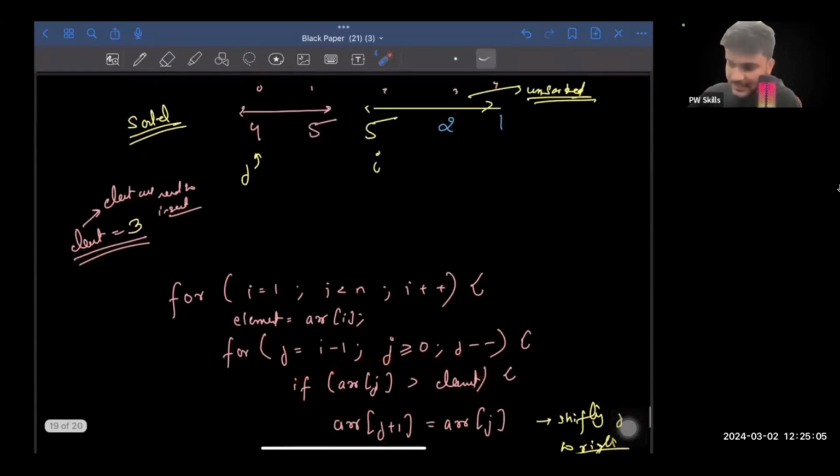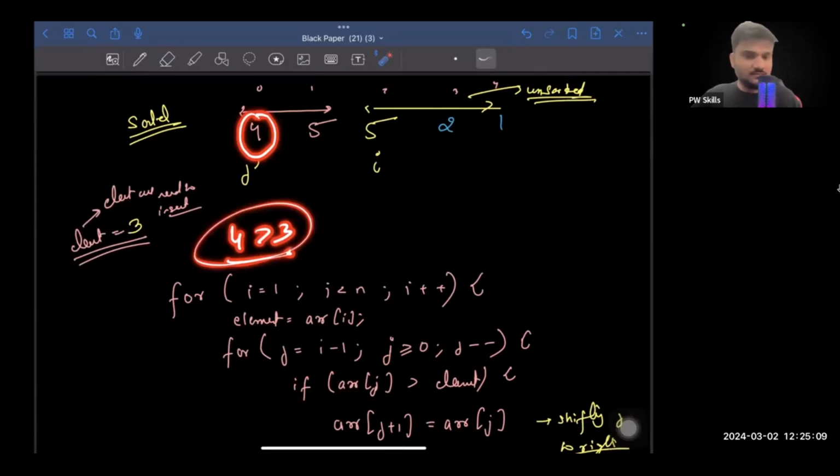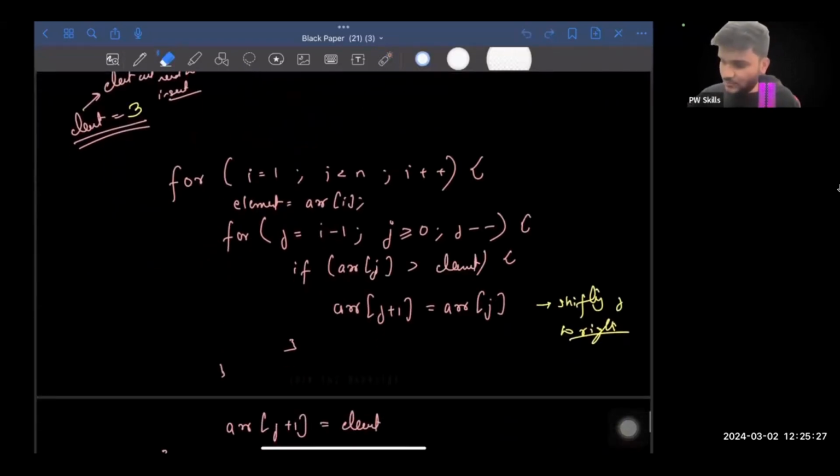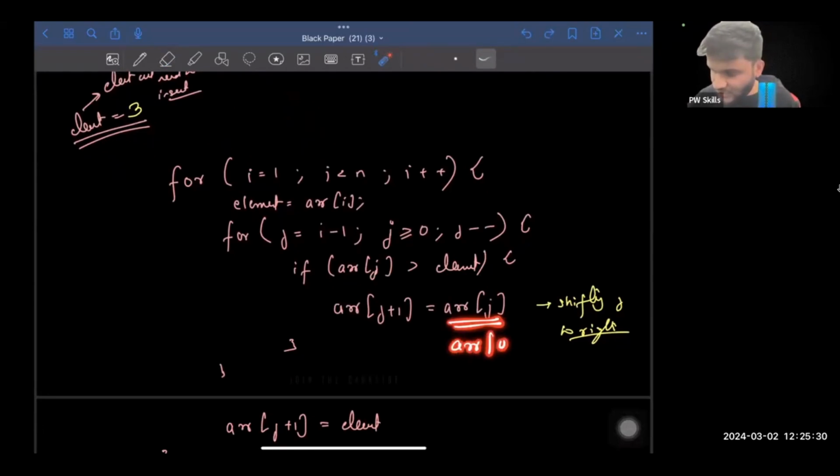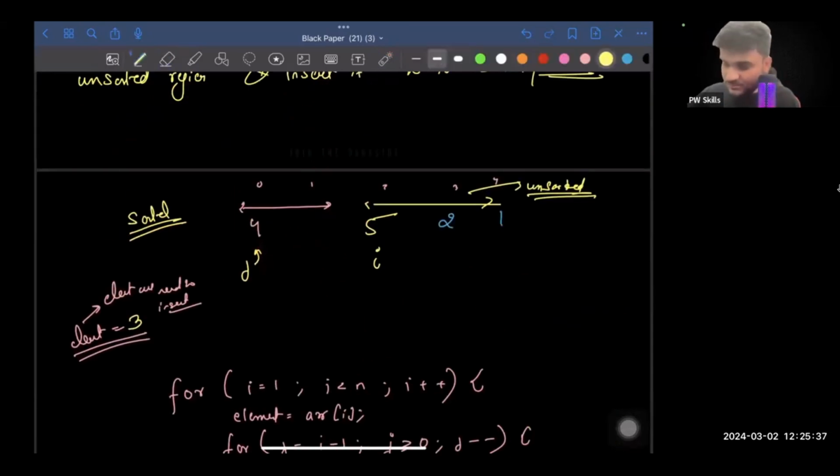We check again. Is this 4 greater than 3? Yes, it is. Right? So we are going to push 4 to the right because we know that 3 is always going to be to the left of 4. So what is going to happen? We will say ARR of j, that means ARR of 0, is going to be put at ARR of 0 plus 1. That is 1. So we will push 4 here. So this becomes 4. Can I say that? We are shifting. And now this is a vacant spot.